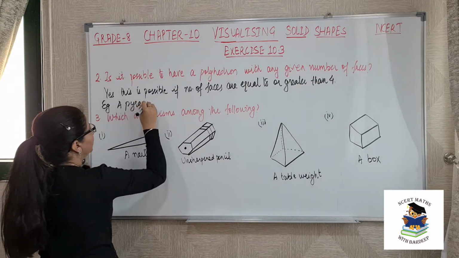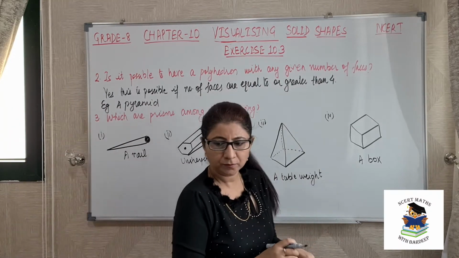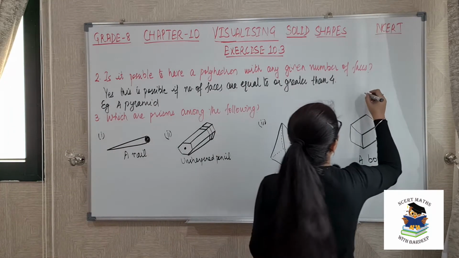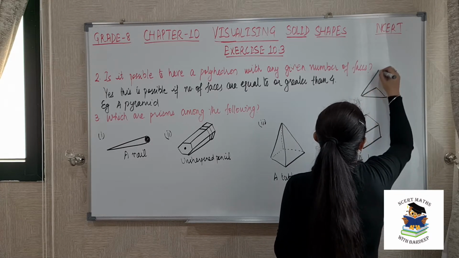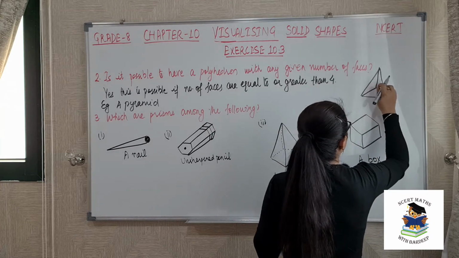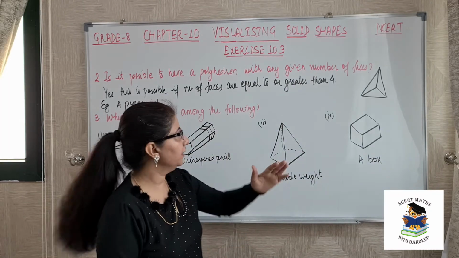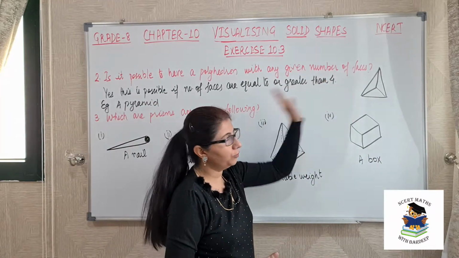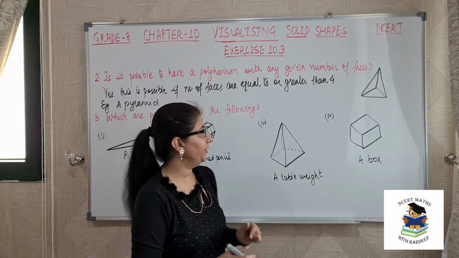For example, a pyramid. So a pyramid has 4 faces, okay. Let's draw the diagram. So something like this. Okay, so one is the base and 3 triangles joining the edges. So total 4 faces are there. So starting from 4 and above, any number of faces we can draw a polyhedron.